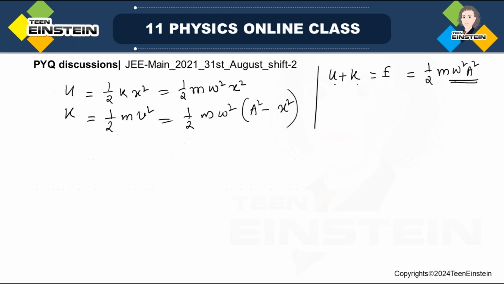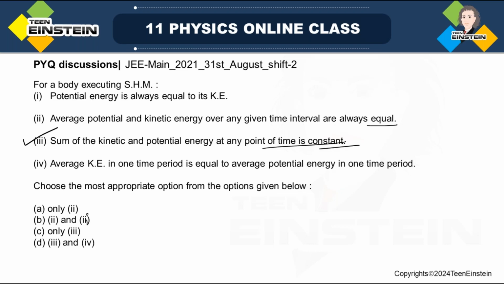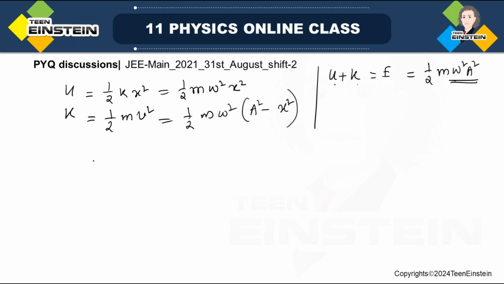Okay, that is fine. Now I have to see the average kinetic energy in one time period is equal to the average potential energy in one time period. Let us find out what is the average kinetic energy and what is the average potential energy in one time period. For that I have to write x is equal to a sine omega t. Let us say this is the displacement at any instant of time t.